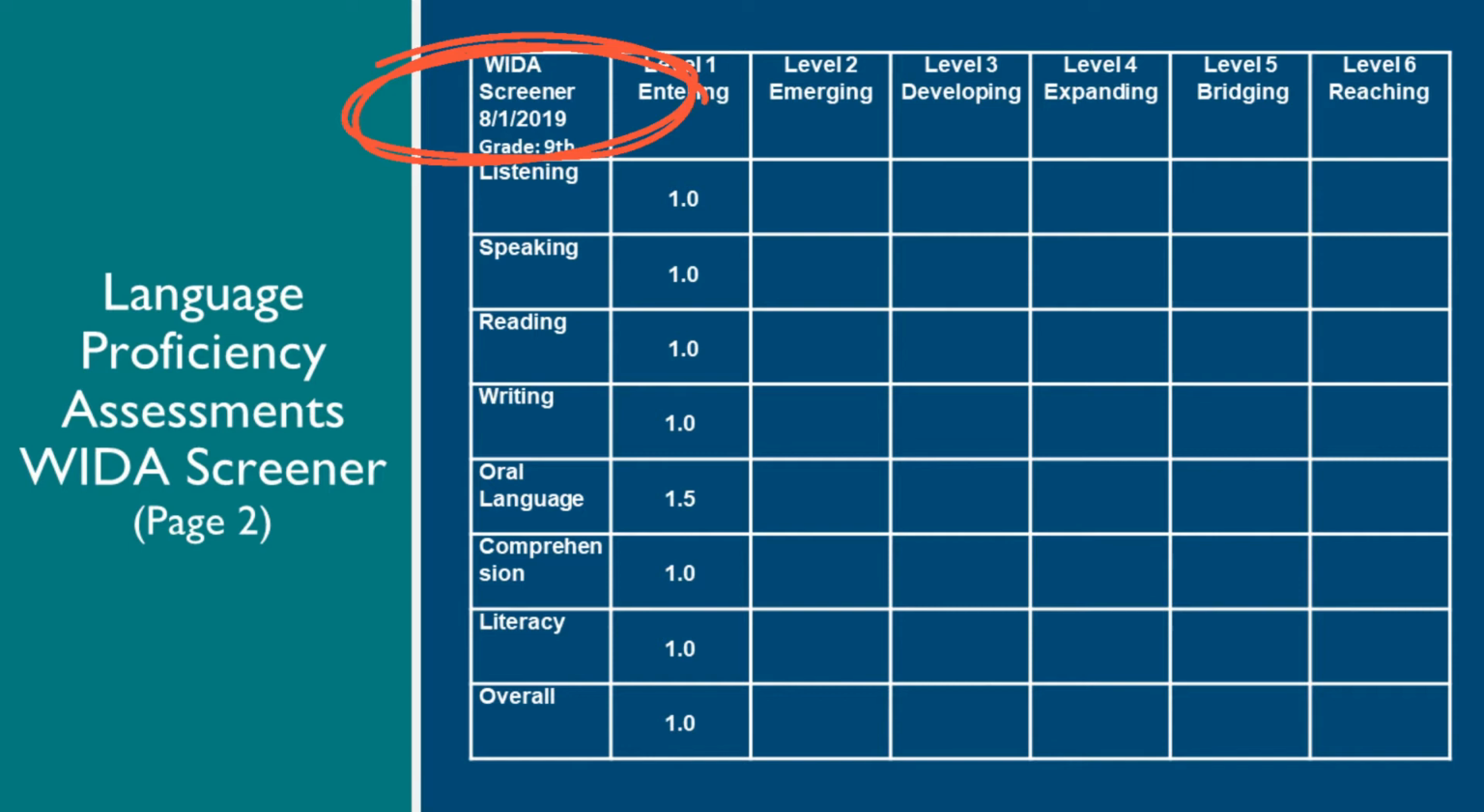The next slide is the WIDA screener taken in August 2019. Juan is a 9th grader. It is evident that Juan is a newcomer based on his WIDA scores. His highest score is oral language, a 1.5. The overall score is a 1.0. This is a screener to identify Juan as an English learner.